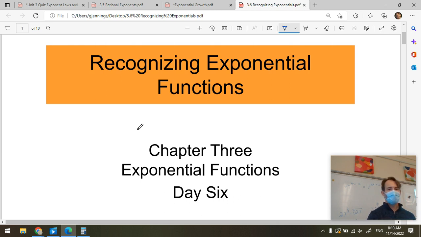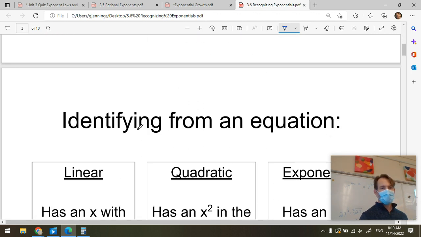Today, our main topic is to be able to recognize an exponential function from a graph, a table, or an equation. Any of the three forms, you should be able to look at it and say, I know that's linear, I know that's quadratic, I know that's exponential, depending on what it is. So let's take a look.